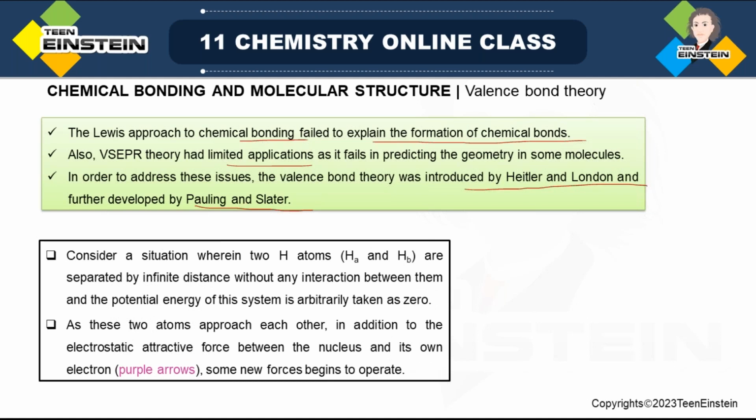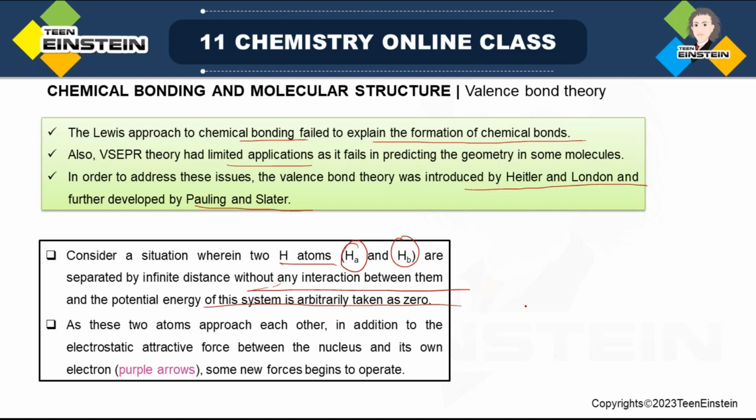So what does this say? Start from this type of concept. Suppose there is a situation where 2 hydrogen atoms are present. One hydrogen atom is HA, another hydrogen atom is HB. We have marked them with A and B so that you can differentiate between these two. And they are separated by infinite distance. They are infinitely far from each other. So obviously there is no interaction between them. And when there is no interaction between them, the potential energy of this system you can consider as if it is zero.